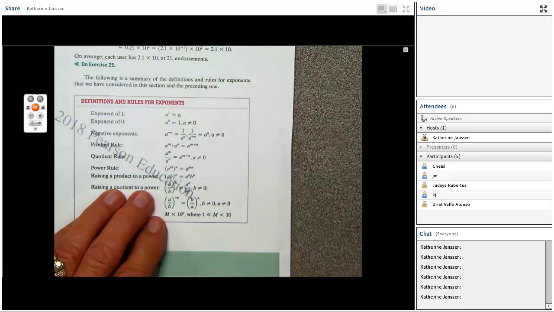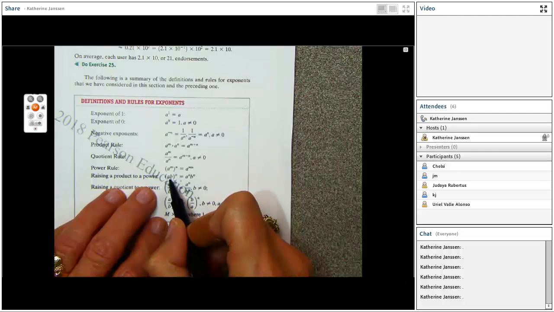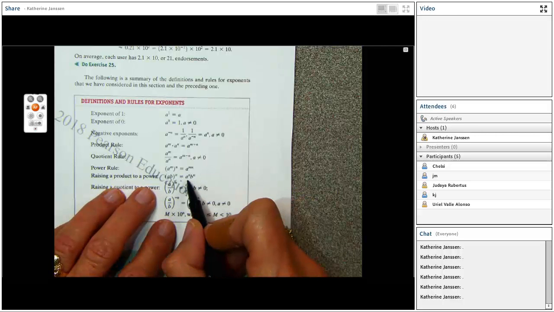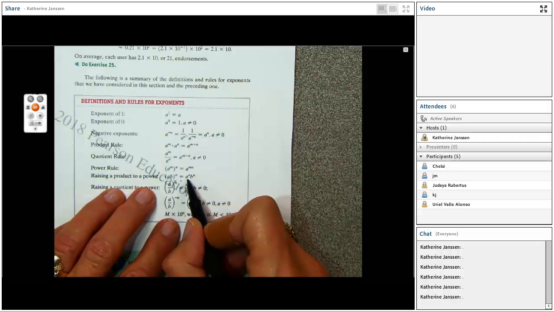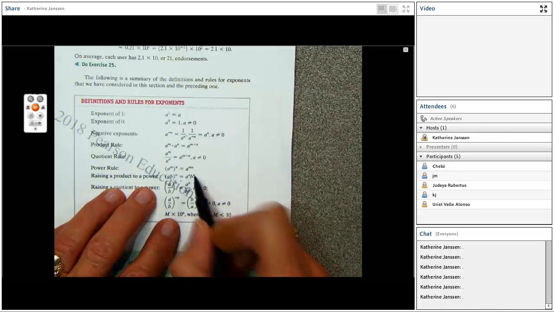Raising a product to a power. I have something times something as my base, a times b is my base. I have ab raised to the nth. I multiply base exponents. So a to the first power times n would be a to the n. Multiply base exponents. I have b to the first times n would be b to the n.